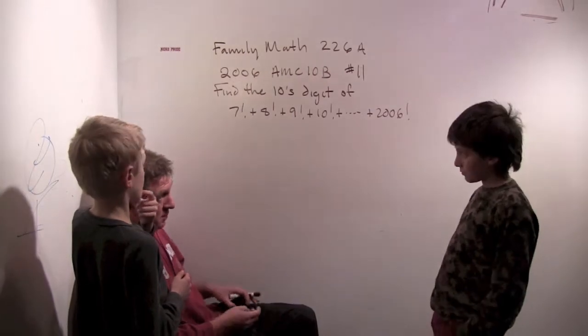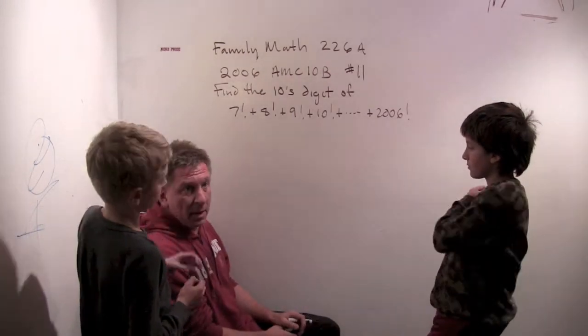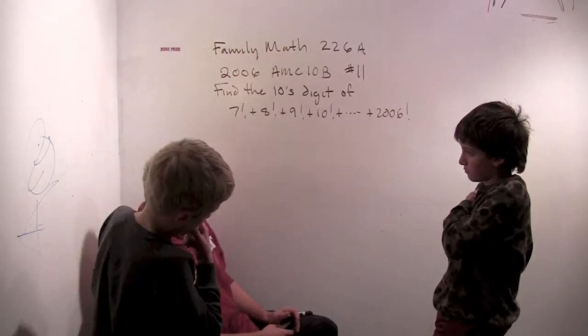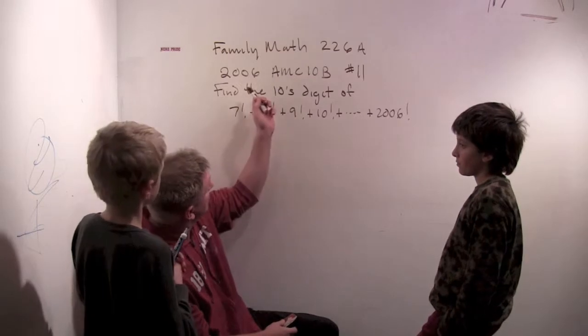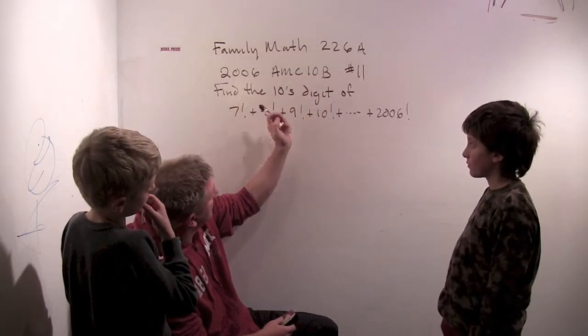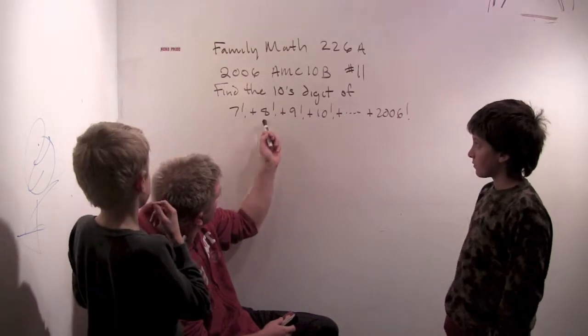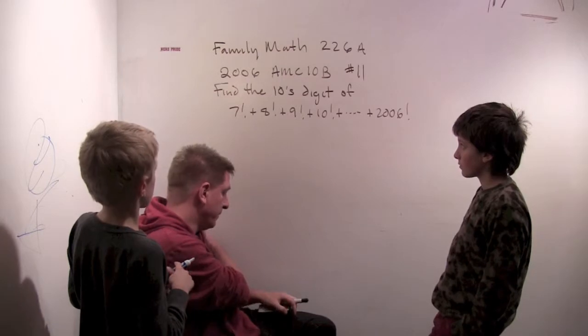So you were doing some old AMC problems today just for practice, and this problem gave you a real hard time, right? You looked at it once and didn't know how to do it, looked at it twice, didn't know how to do it. But when I saw it today, when I got home, it's actually a really neat problem. It's from the 2006 AMC 10B, problem number 11. It says find the tens digit of 7 factorial plus 8 factorial plus 9 factorial plus 10 factorial all the way up to 2006 factorial.